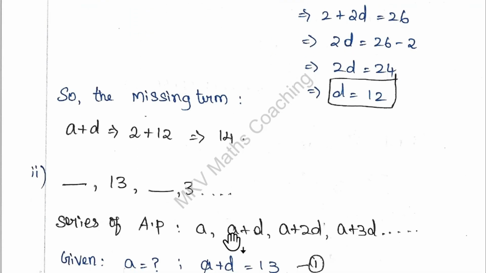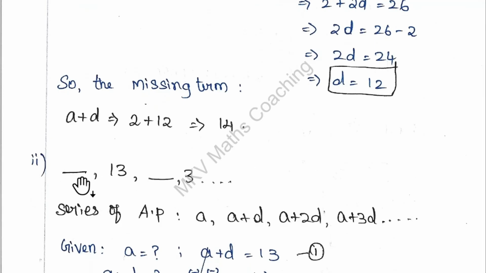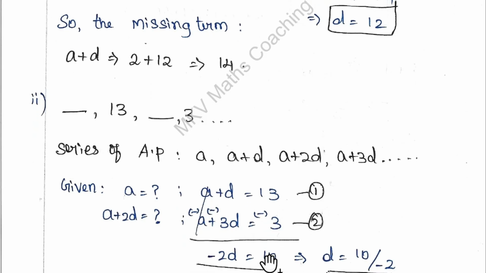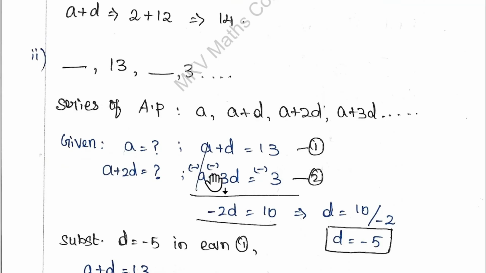When you come to the second question, A is missing. A plus D is given, A plus 2D is missing, A plus 3D is given. Can you see here, A is also not there, D is also not there. So when you get this kind of equation format, A plus D is 13, A plus 3D is 3, right? So you can use the elimination method which you have studied in the third chapter, right? So A plus D you got as 13, A plus 3D you got as 3, right?